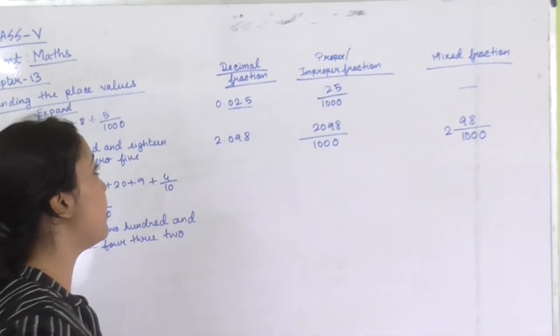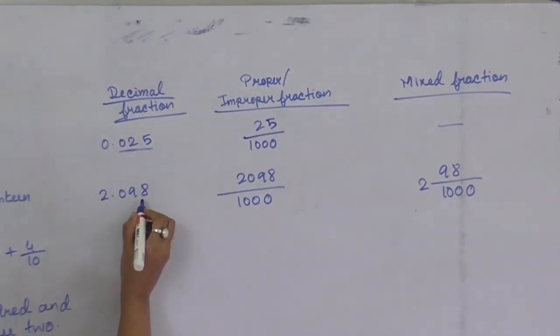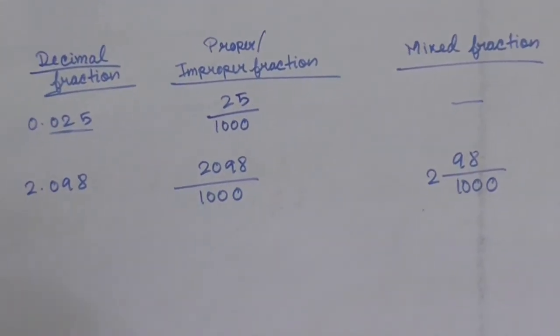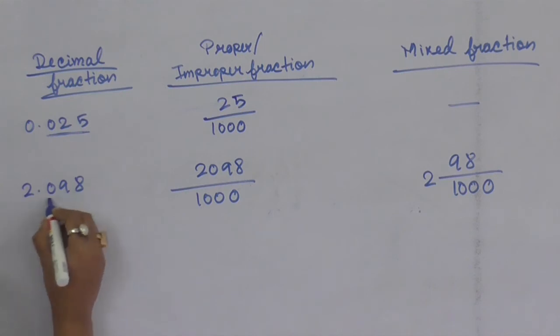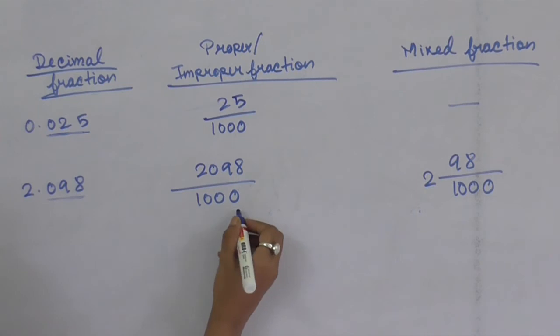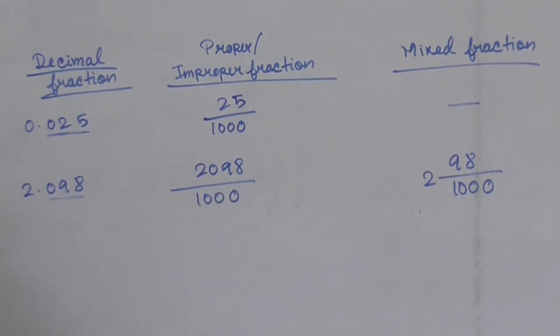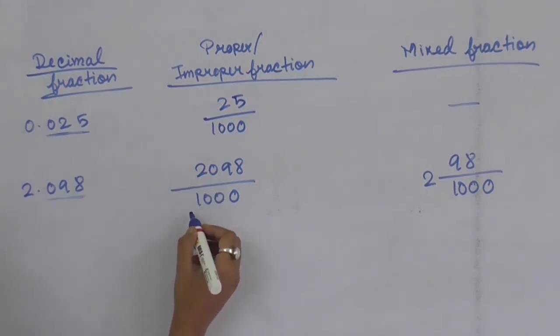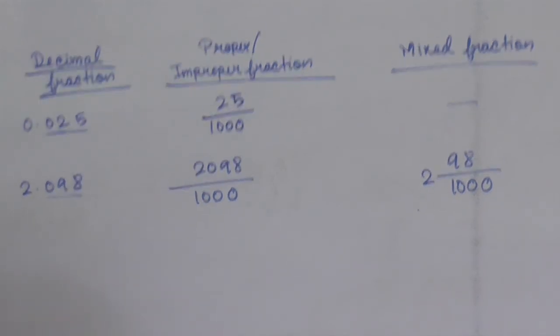Next, another decimal fraction I have taken, which is 2.098. So I will just write this 2098, and then here also you can see that after the decimal point 3 digits have been given. So I will take 3 zeros over here, so it is becoming 1000. So I will divide this 2098 by 1000. Here you can see that the numerator is greater than the denominator, so it is becoming an improper fraction. The improper fraction obviously can be converted into a mixed fraction.